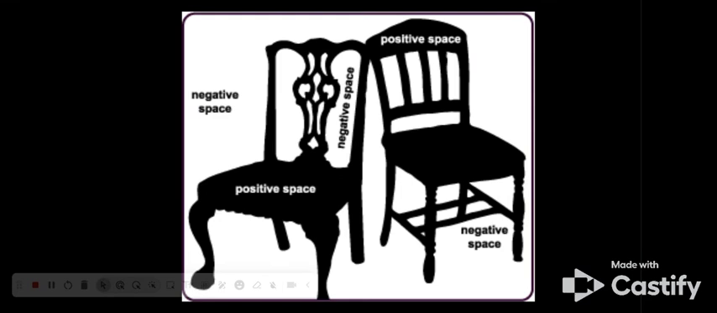So here with these chairs, you can think negative space would be anywhere that there's a hole in an object. We talked about earlier in the year, like a donut. The center of a donut would be negative space. With these chairs, anywhere that goes in between the legs of the chairs, that would be negative space. The chairs themselves being positive space.